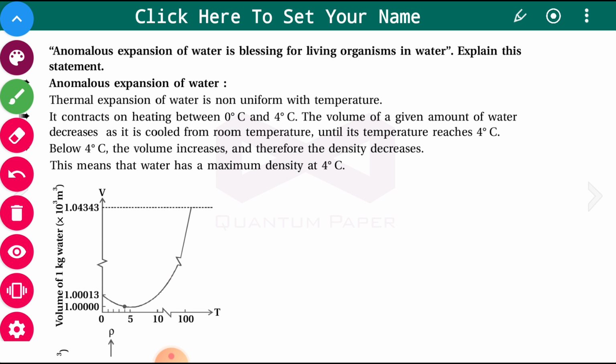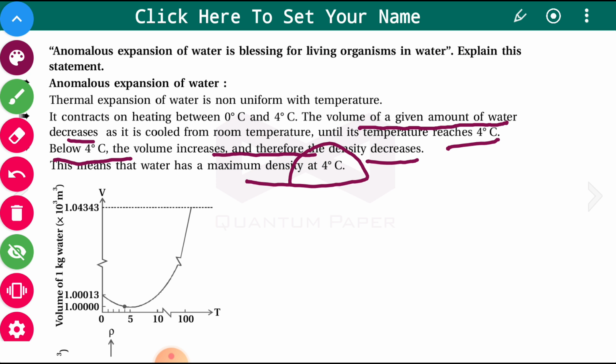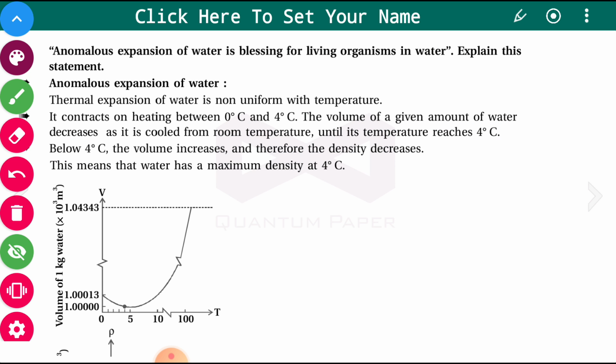The volume of a given amount of water decreases as it is cooled from room temperature until its temperature reaches 4 degrees Celsius. So until 4 degrees Celsius, its volume decreases. Below 4 degrees Celsius, the volume increases and therefore the density decreases. This means that water has maximum density at 4 degrees Celsius, because up to 4 degrees Celsius its volume decreases. So its density is maximum at 4 degrees Celsius.